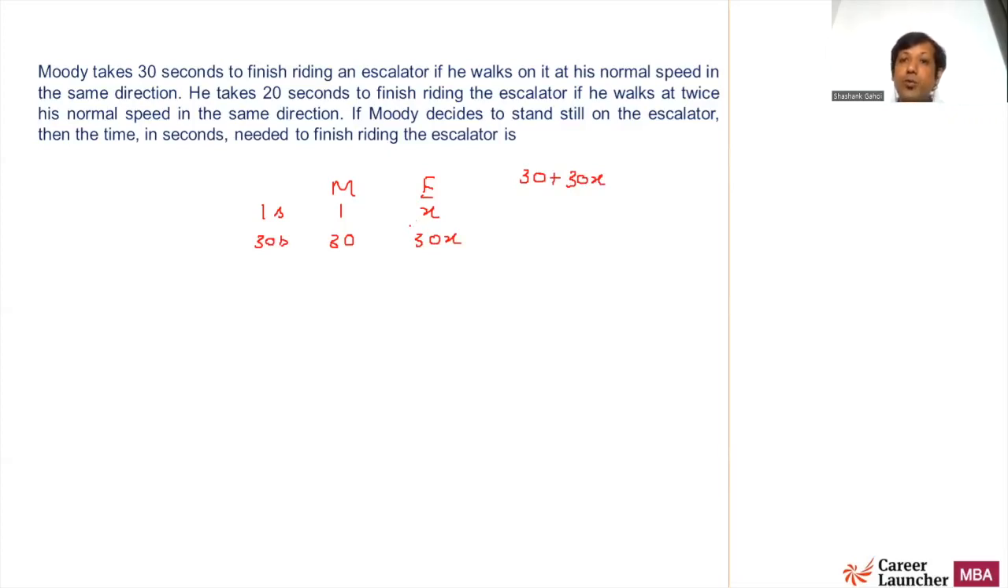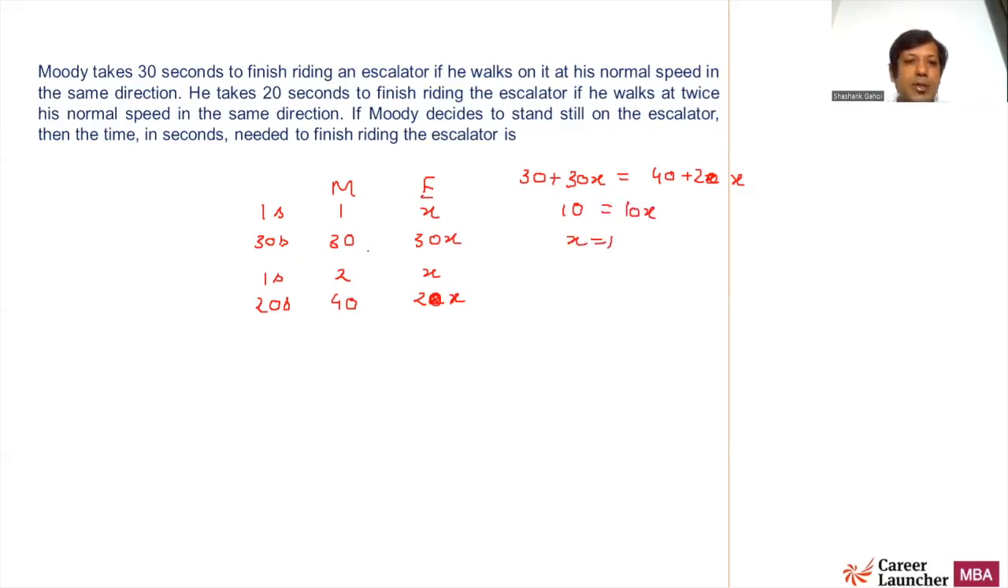Now, if he walks twice as fast, so in 1 second, Moody is covering 2 steps, escalator is still covering x because the speed of escalator has not been changed. And now he is taking 20 seconds. So in 20 seconds, he is going to cover 40 steps. Escalator is going to cover 20x steps. So total number of steps are going to be 40 plus 20x. So from here, I'm going to get 10 is equal to 10x. So x comes out to be 1.